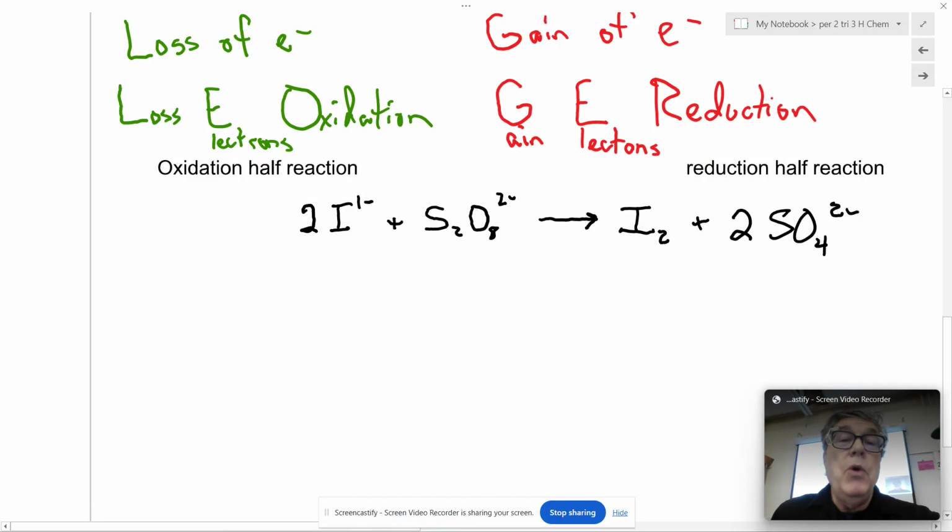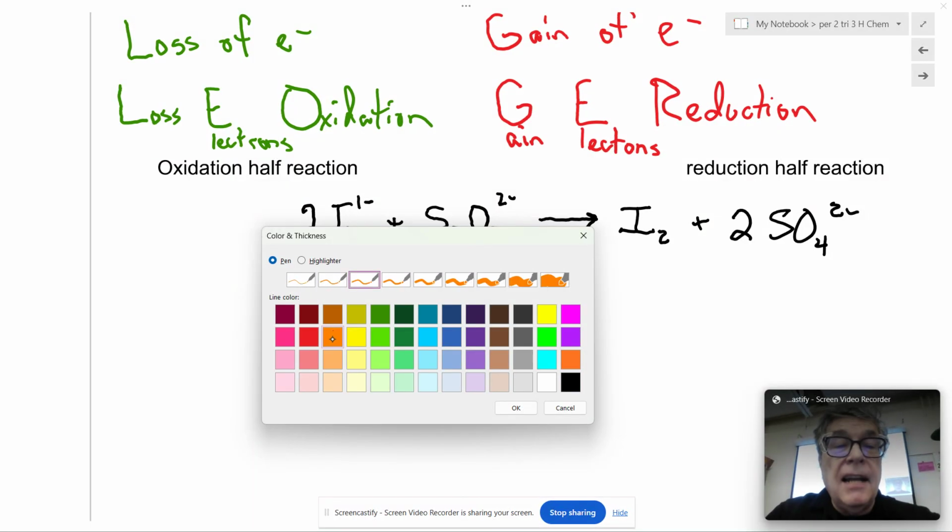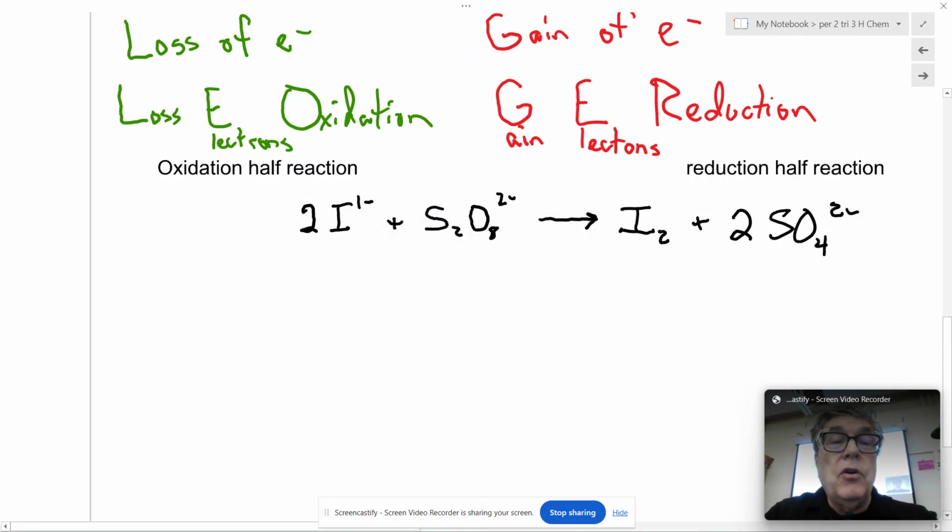So the next thing we have to do is go through this, and we're going to spend some time assigning an oxidation state to each element in each compound. And I'm going to do that in orange. Of course, for iodide, that's going to be a -1. And you can either write this above or below the species, because the charge of a monoatomic ion is the same as its oxidation number.